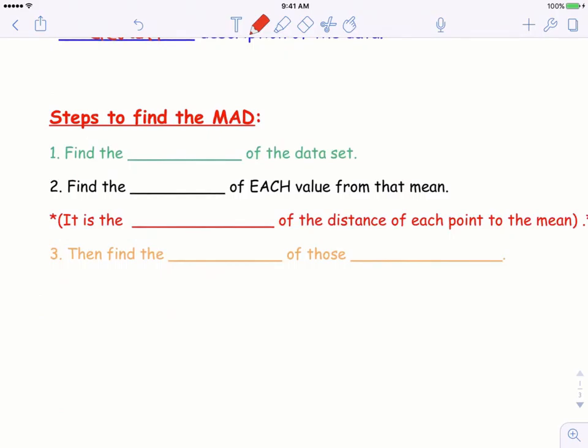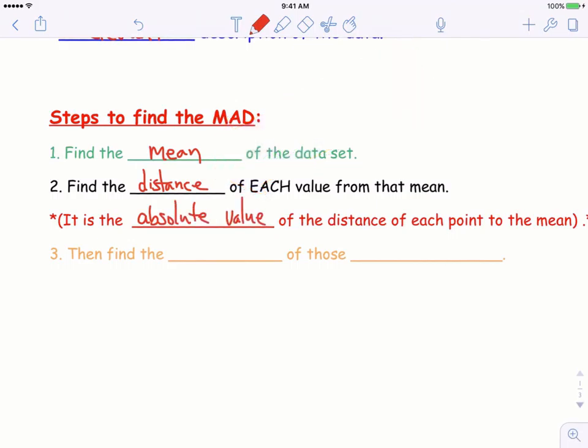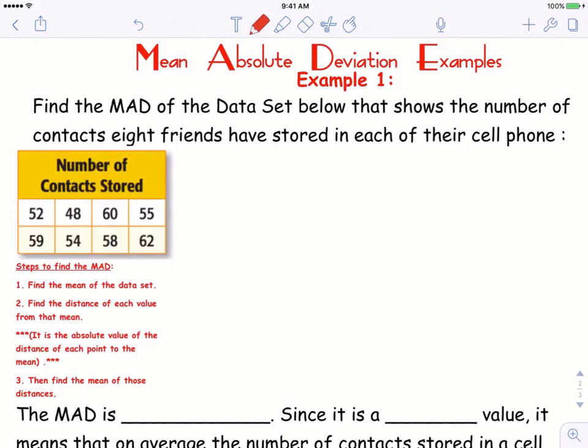The following are the steps to find the mean absolute deviation. First, find the mean or average of the dataset. Then find the distance of each value from the mean. Since distance has to be positive, it has to be the absolute value of the distance of each point to the mean. The last step is to find the average again, but with the distance values. We will try out two examples right now.